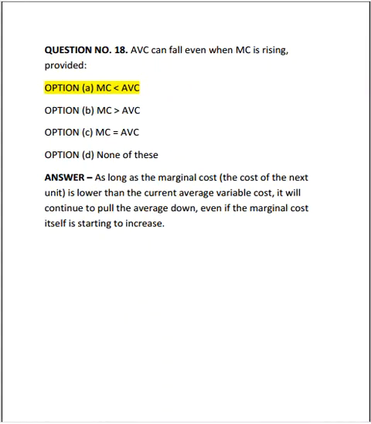Question No. 18. AVC can fall even when MC is rising, provided. Option A, MC is less than AVC. Option B, MC is greater than AVC. Option C, MC equals AVC. Option D, none of these. Answer, A, as long as the marginal cost, the cost of the next unit, is lower than the current average variable cost, it will continue to pull the average down, even if the marginal cost itself is starting to increase.